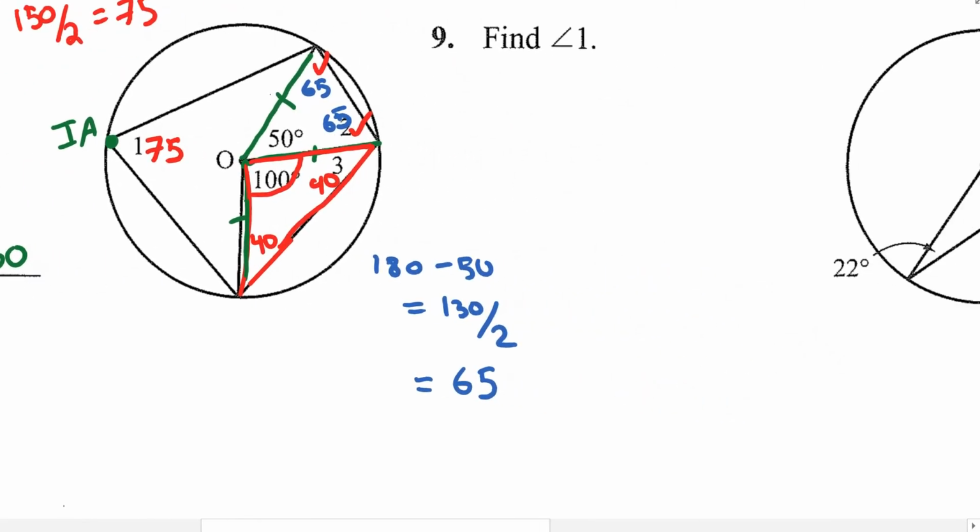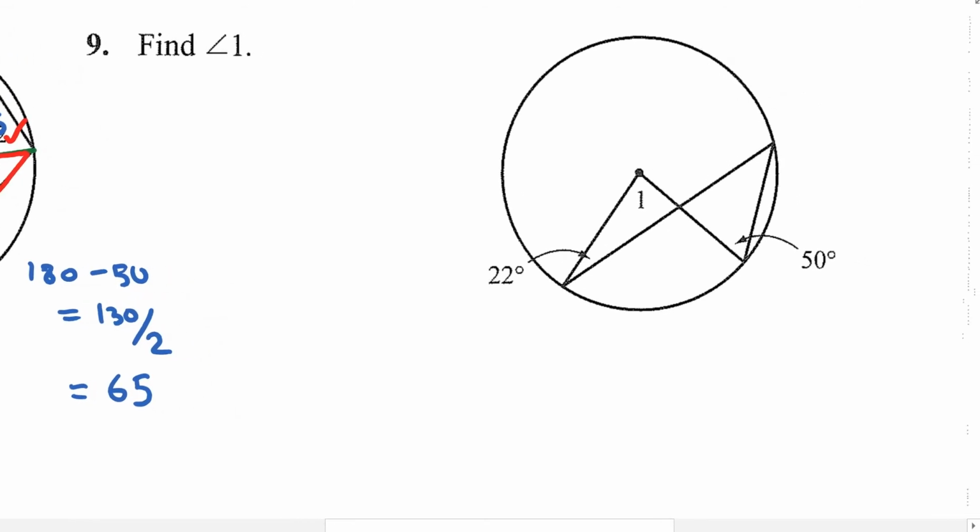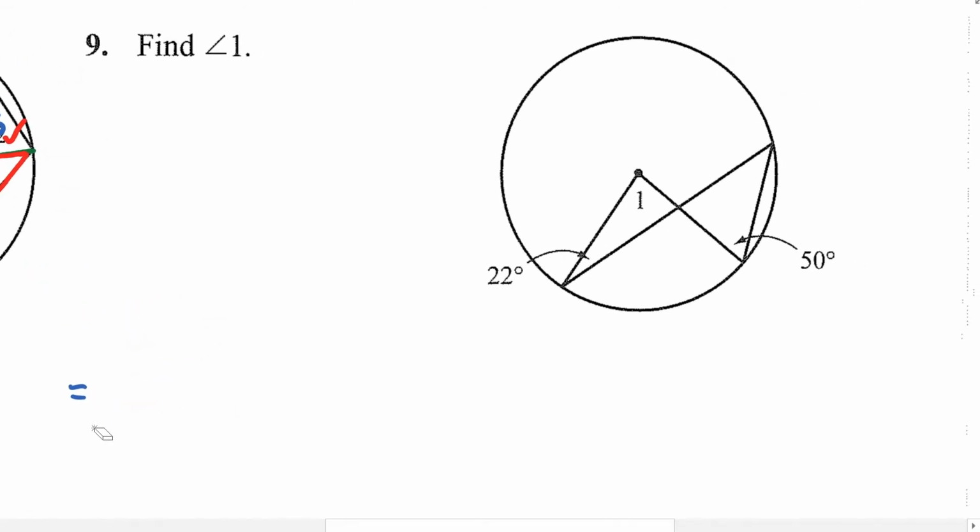Let's move on to question number 9. I need to find angle number 1. Questions number 9 and the next one, number 10, are going to be very similar, and you do need to set up an algebraic approach for those particular problems. So let's take a look at this problem here. The very first thing I would do is label this angle over here. This is an inscribed angle, and I'm going to label that x.